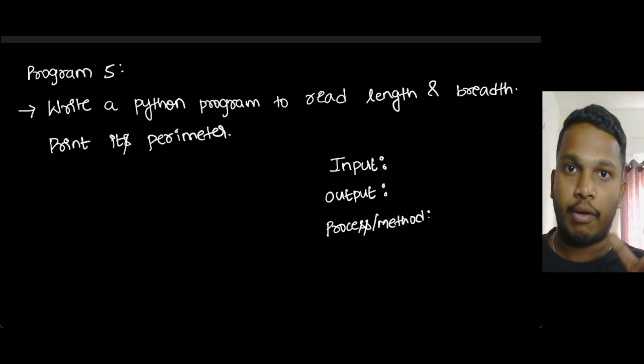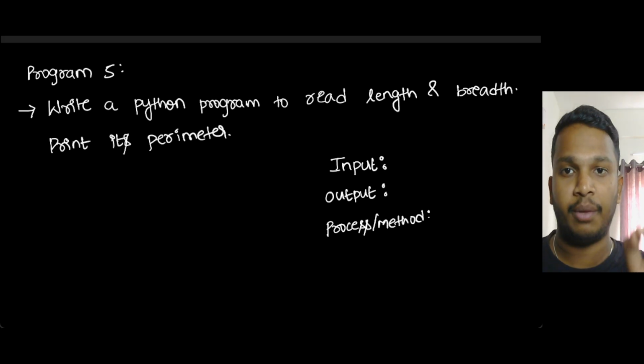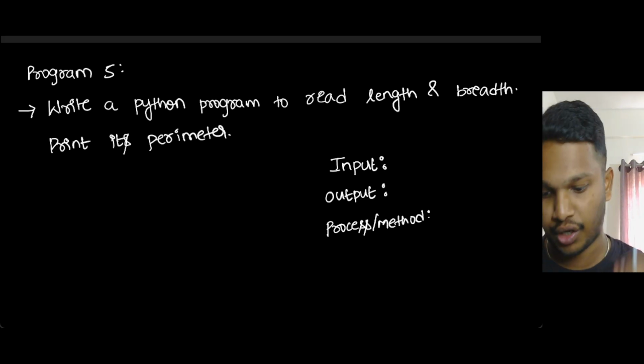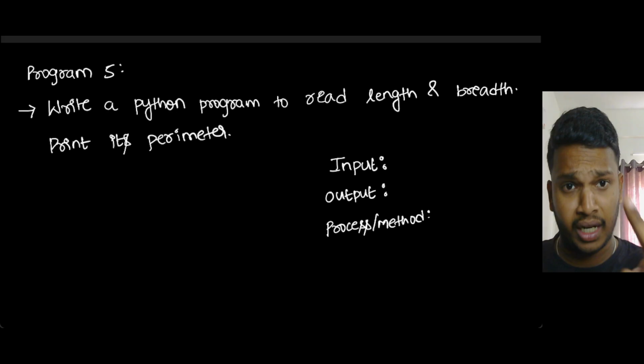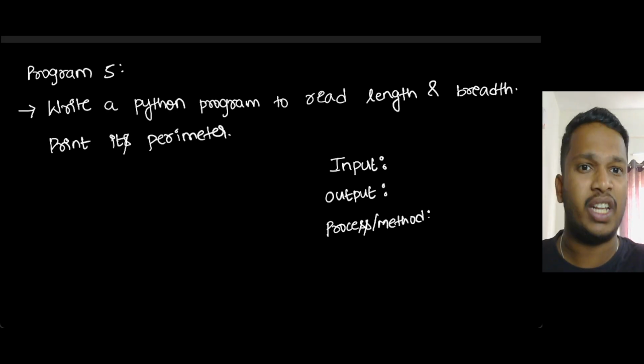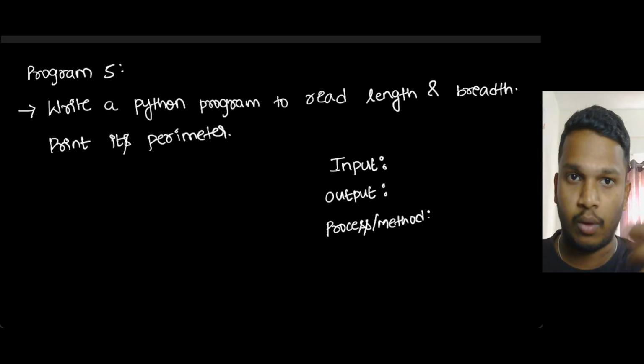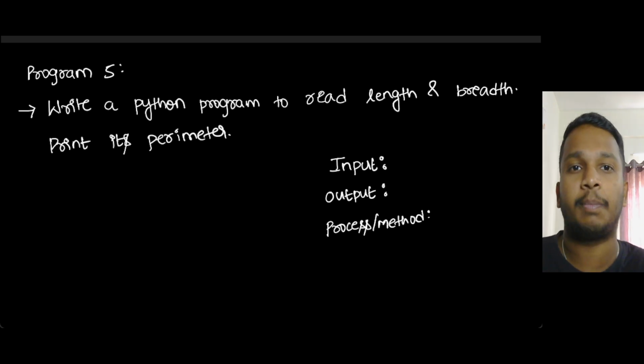In this series, our fifth programming question as part of input, output and data types. Our fifth question is: write a program to read length and breadth, and print its perimeter. Basically, we should print its perimeter.